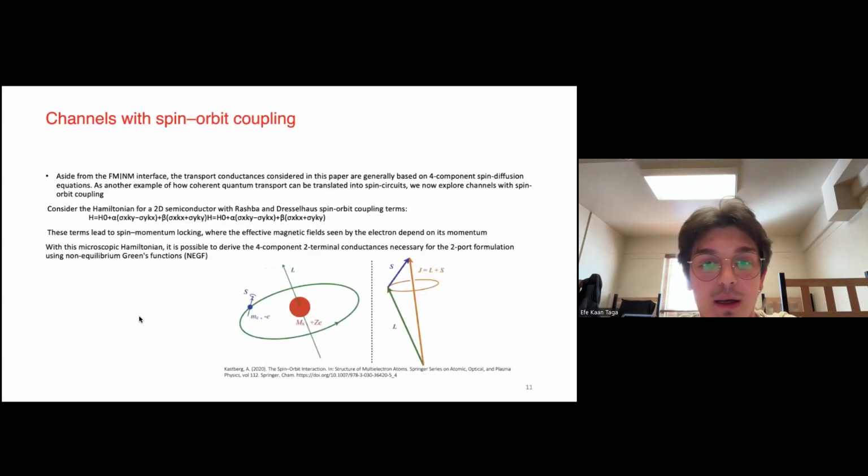And the other key factor is channel spin orbit coupling. Aside from the ferromagnet normal metal interface, the transport conductances considered in this paper are generally based on four-component spin diffusion equations. As another example of how coherent quantum transport can be translated into spin circuits, we now explore channels with spin orbit coupling.